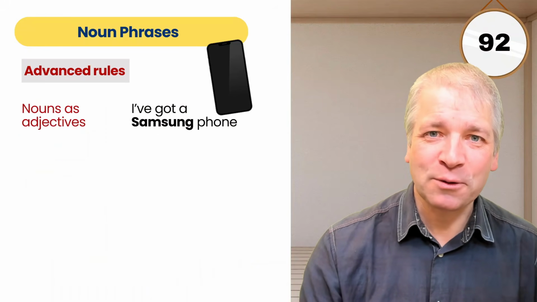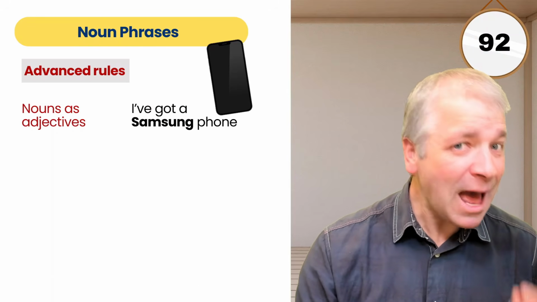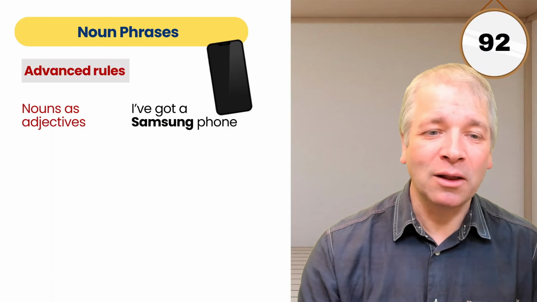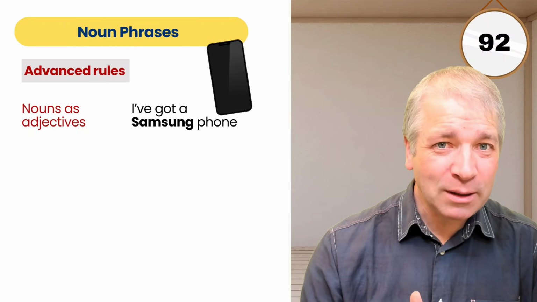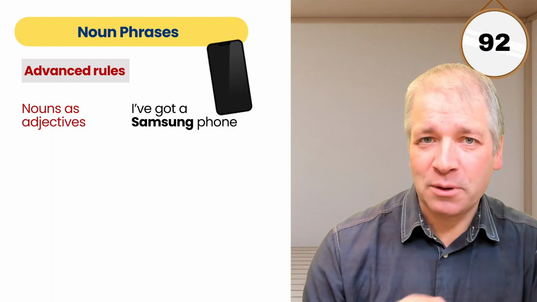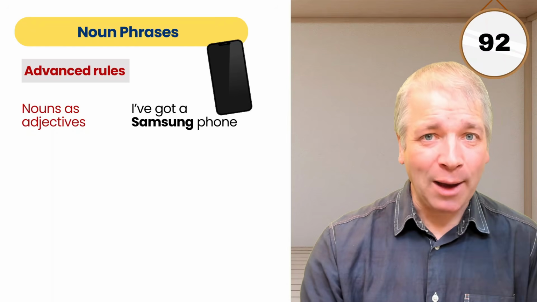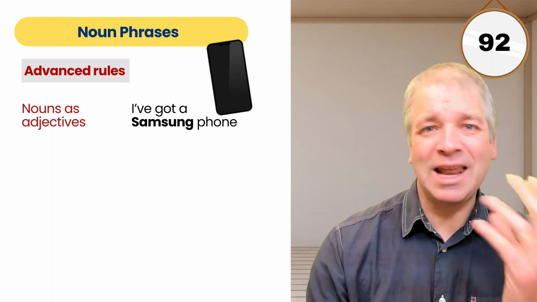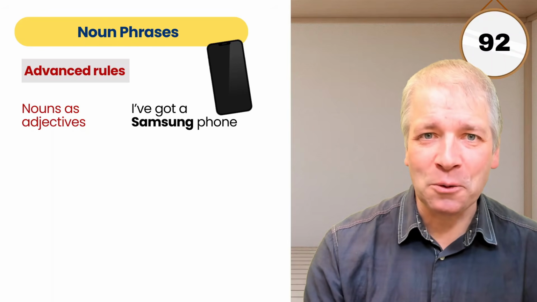There are some other advanced rules too. You can use nouns as adjectives as well. I've got a phone, but it's actually a Samsung phone. Samsung is a noun, it's a proper noun, but we can use it before the phone like an adjective to tell us more about the phone.